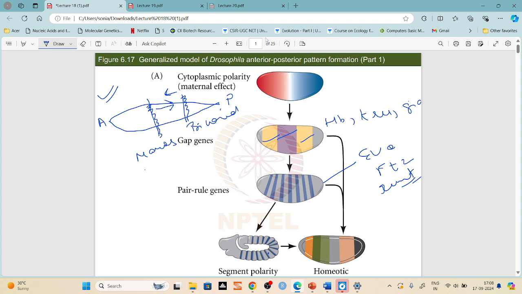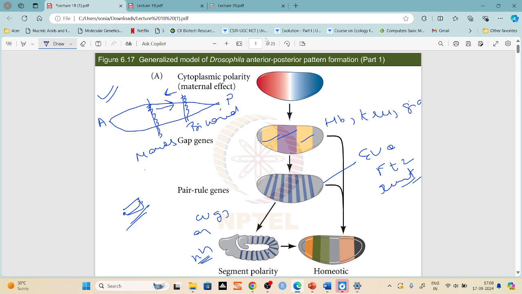And what are the examples of your segment polarity genes? These are wingless, engrailed, hedgehog. These are the examples of segment polarity genes. So, segment polarity genes are basically involved in the communication between cells to ensure proper segment formation and polarity. So, within each segment, proper polarity formation takes place with the help of segment polarity genes.